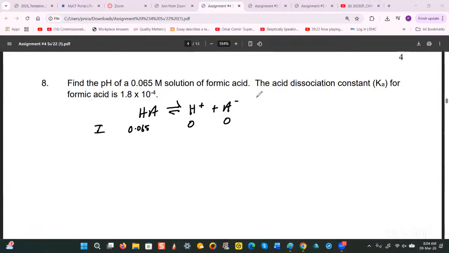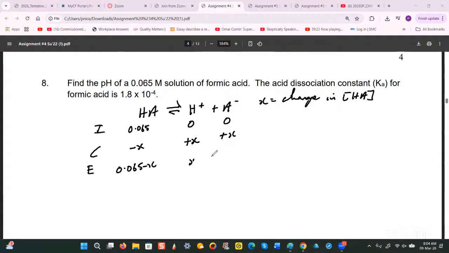And I remember saying that we let X be equal to the change in the concentration of HA, right? Because we don't know how much of it reacted. So here I'm going to put minus X, which means that according to the stoichiometry of the equation, this would be plus X in terms of the change in the concentration of H plus, and plus X also in the case of A minus, so that at equilibrium, we're going to have 0.065 minus X. Here we're going to have X for the concentration of H plus and X for the concentration of A minus.